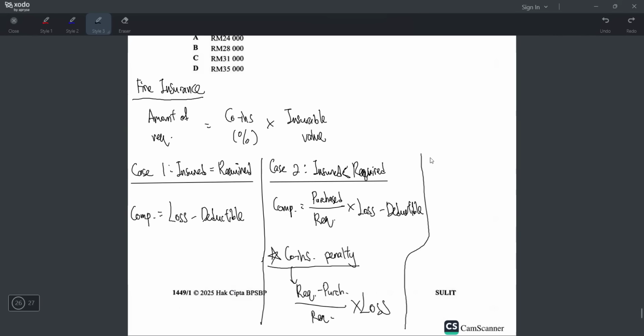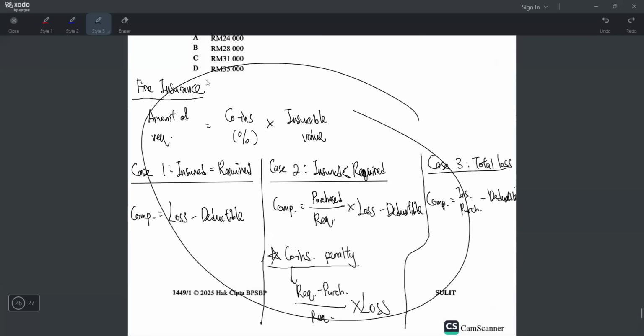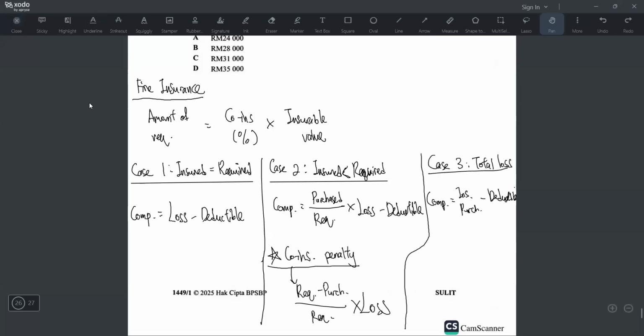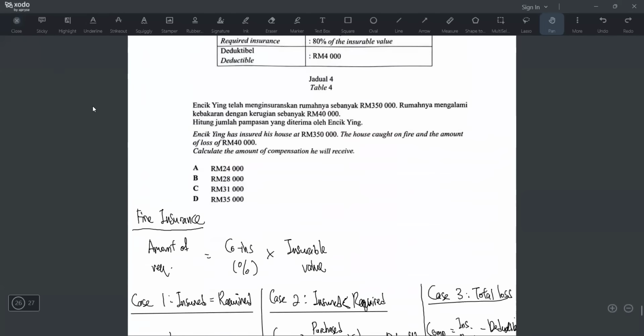Okay, last one is case 3. Case 3 is called total loss. Suffer total loss. In Malay, kerugian menyeluruh. And for total loss, the compensation, we just take the amount of insurance purchased minus the deductible. That's all. Okay. So guys, you have to be aware of all these things if you want to answer fire insurance questions.